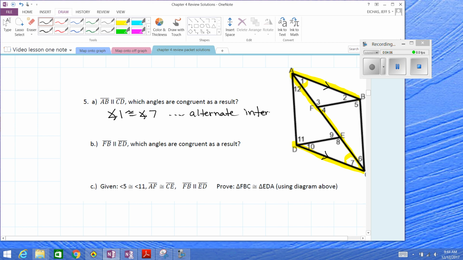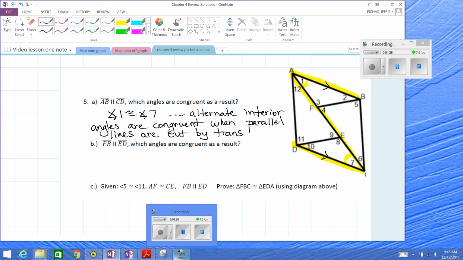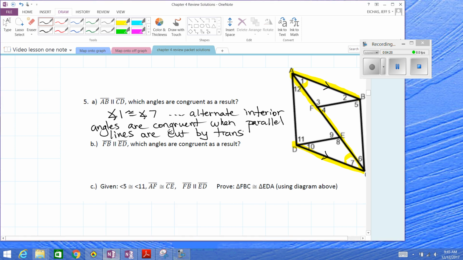And I'm writing this so that we can get ready for proof. Alternate interior angles are congruent when parallel lines are cut by a transversal. Now, if your teacher allows you to say alternate interior angles theorem, go ahead and do that. That's sufficient. If they ask you to write it out, there it is written out.